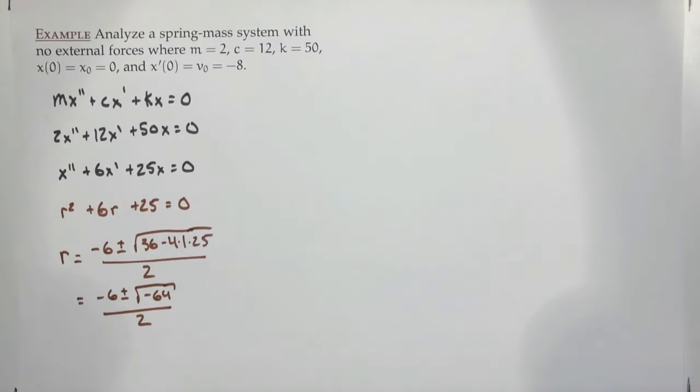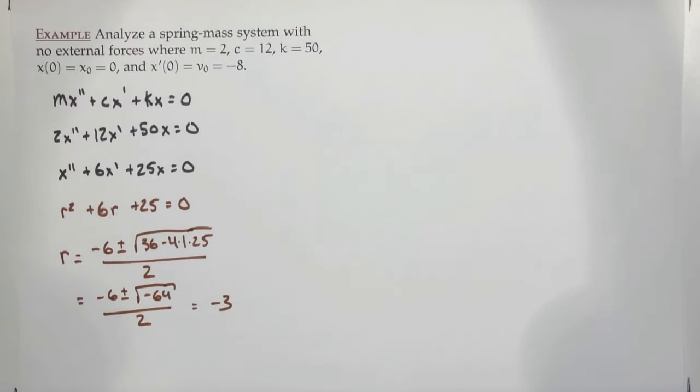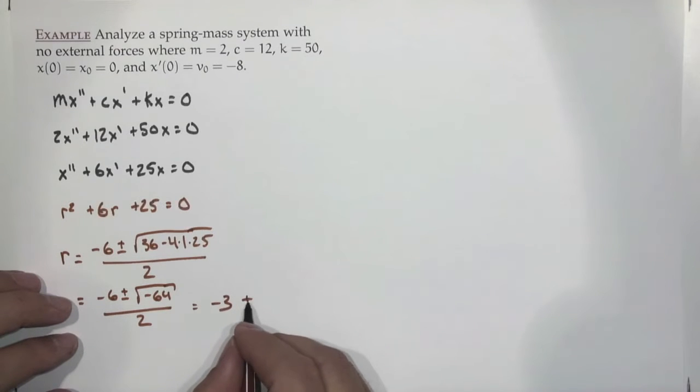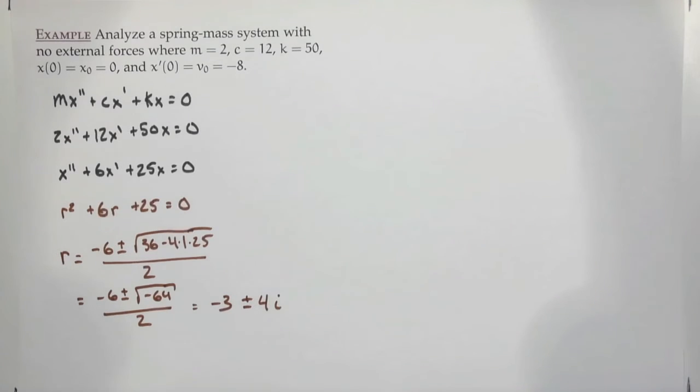All right, but negative 6 over 2 is negative 3. What happens to the square root of negative 64? 8i. So when you see a square root of a negative, that means i is involved. Now, there's also the over 2, so 8 over 2 becomes 4. So we have negative 3 plus or minus 4i. Now, I will say when it comes to springs, it's not that unusual to see complex roots. It's not a requirement, but it's not unusual.